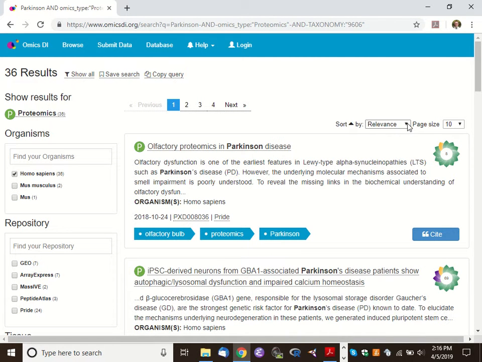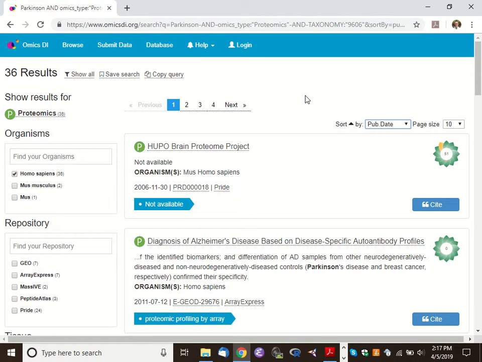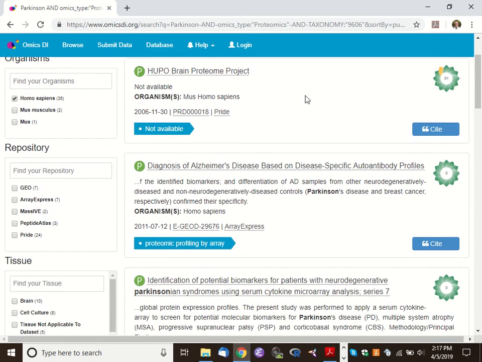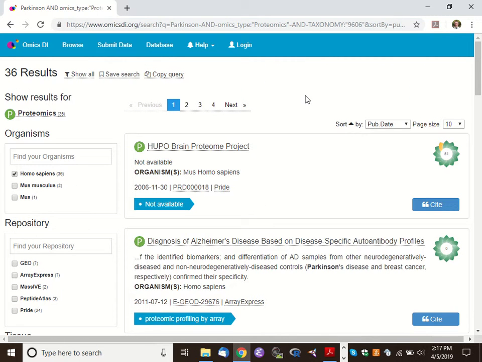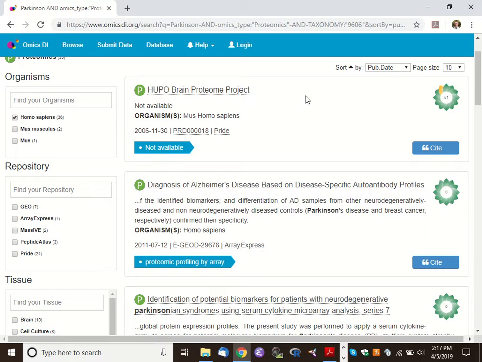So instead, I'm going to sort these by their publication dates. Now that doesn't necessarily mean the order in which they were run. It means the date in which the publications appear in the peer-reviewed literature, but that'll be close enough for this. So I've now sorted on publication date. What is the earliest study found in the OmicsDI index? There it is, 2006, November 30th. And then there's this really big jump all the way up to 2011.